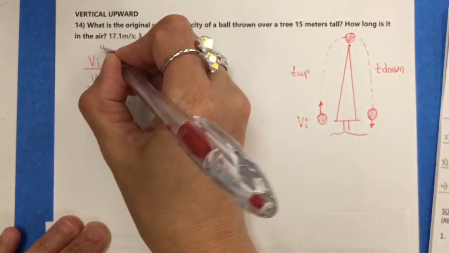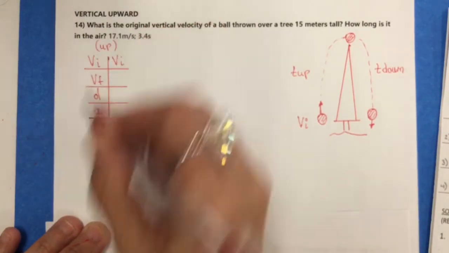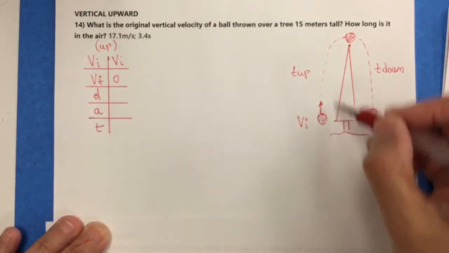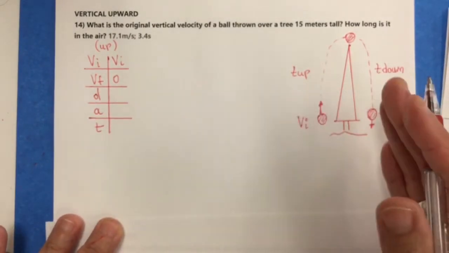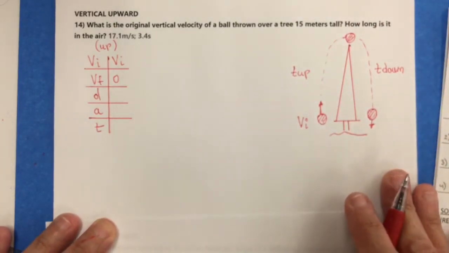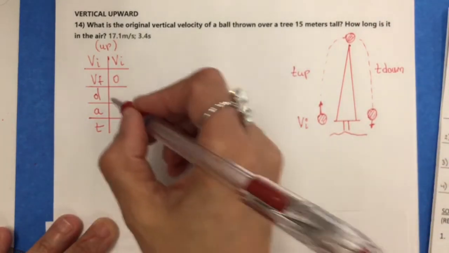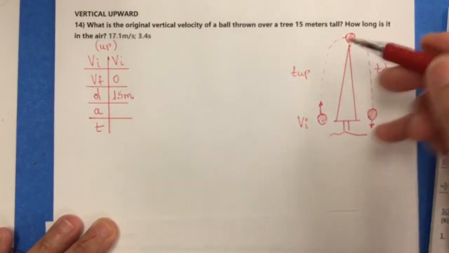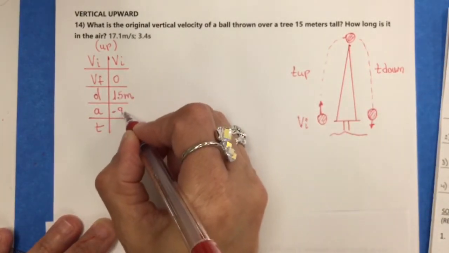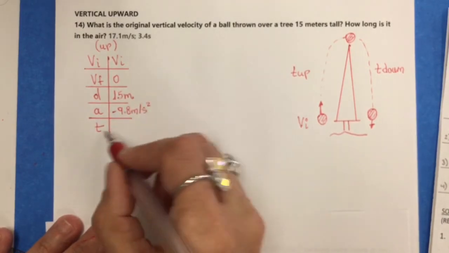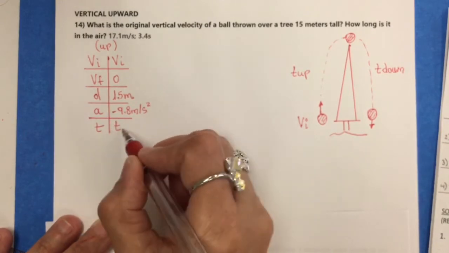This table is for going up. The final velocity is 0. The distance is how tall the tree is. Notice I'm not going to double it because I'm doing just one side. So it is 15 meters. The acceleration, because it's decelerating, is negative 9.8 meters per second squared. And I don't have this information here: time up.